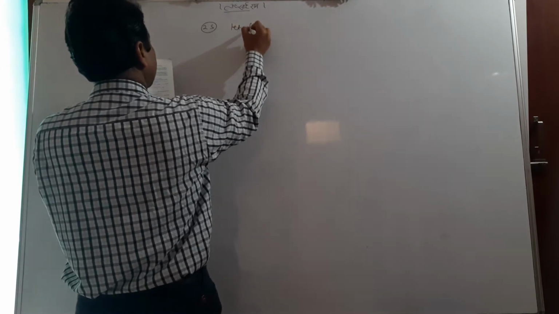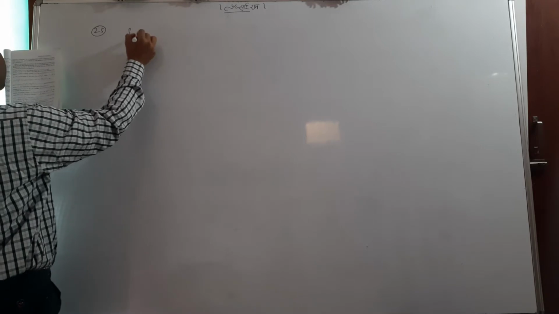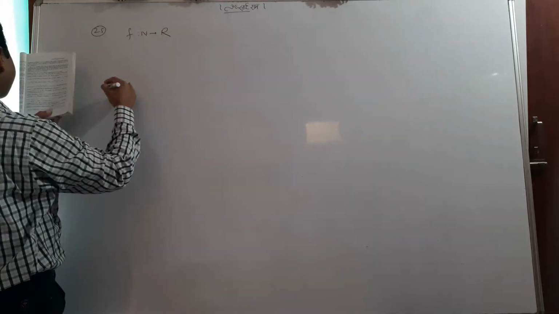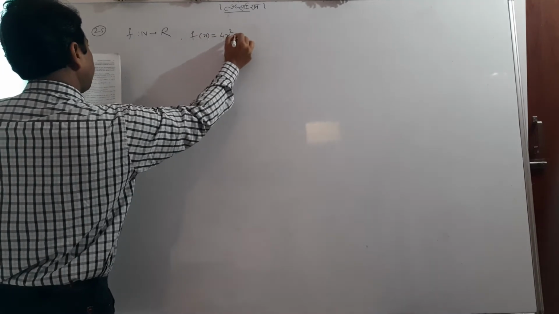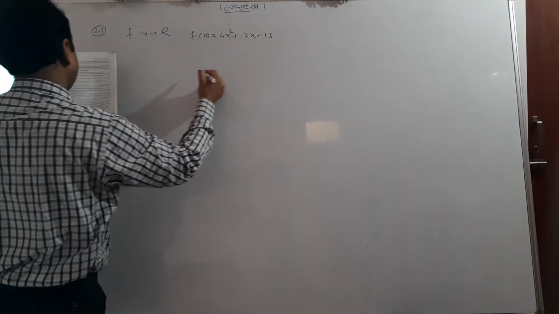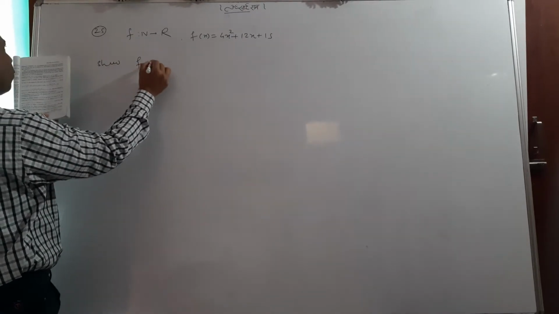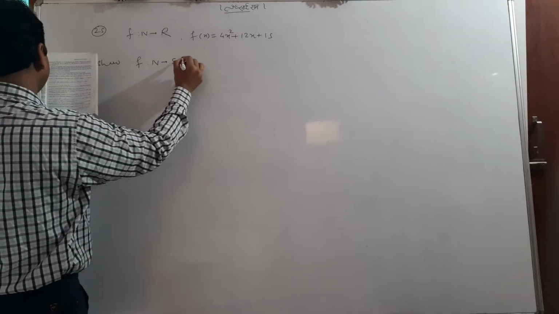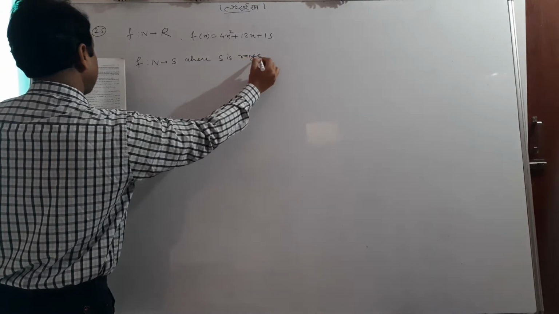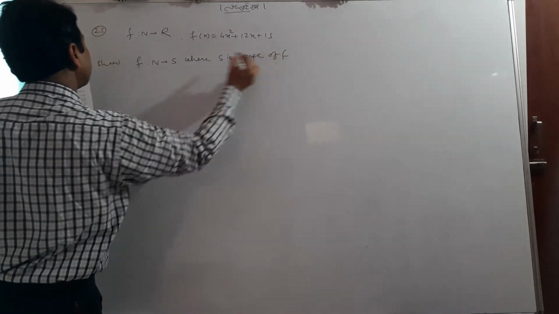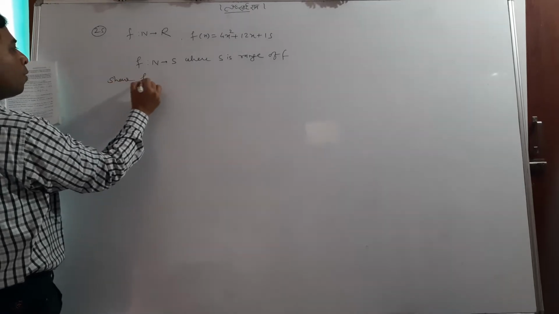Let me start from here. Let f be from N to capital R, any function, and the function is given as 4x square plus 12x plus 15. It's important. Show that from N to S, where S is the range of the function, show that f is invertible.